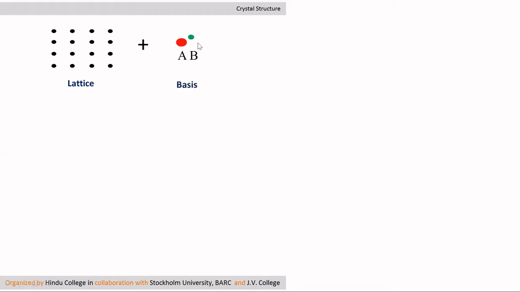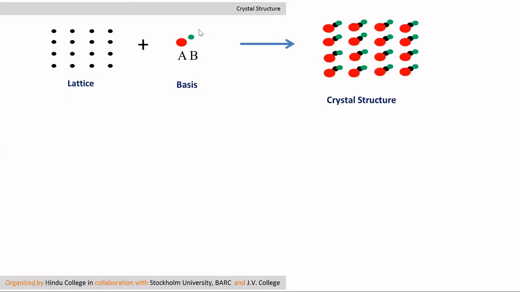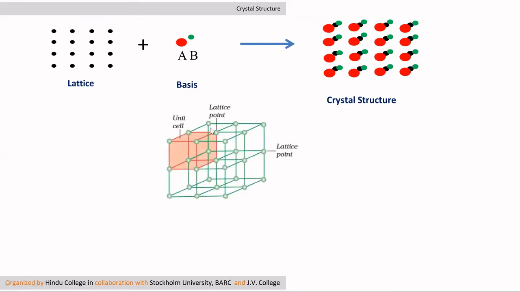Now, in case of crystalline solid, a 3D array of similar points is called space lattice or crystal lattice. And when you place a structural unit on these lattice points, you get a crystal structure. These structural units are also called bases or motifs, and they may be an atom or a molecule or an ion.